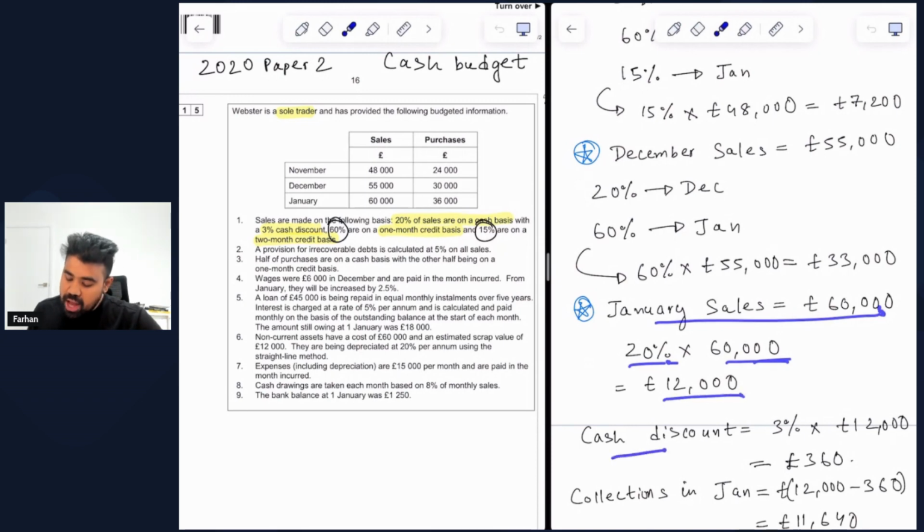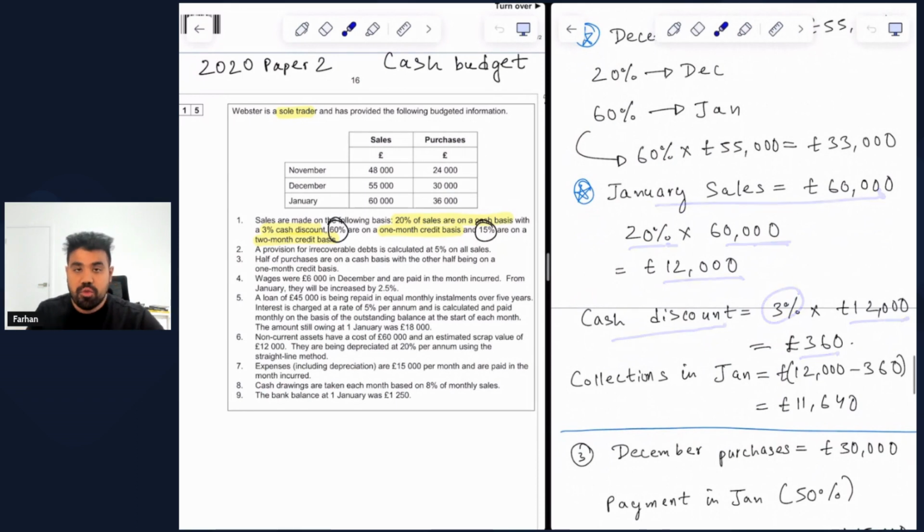However, we also have a cash discount, which is also known as the discount allowed, because we are giving this discount to our credit customers for prompt payment. The discount is 3%, which needs to be multiplied on £12,000. And then we get £360 as the cash discount. So the net collections in January for the sales that we have made in January should be £12,000, which refers to the 20%. And then we subtract £360, which refers to the discount that we will be giving. And therefore, the net collections in January amount to £11,640.